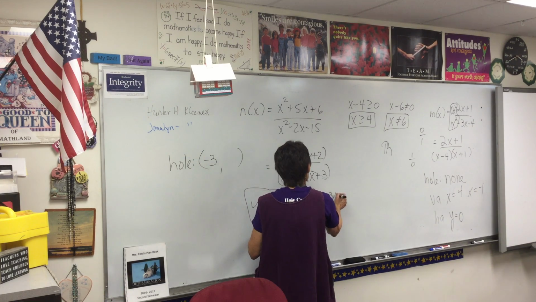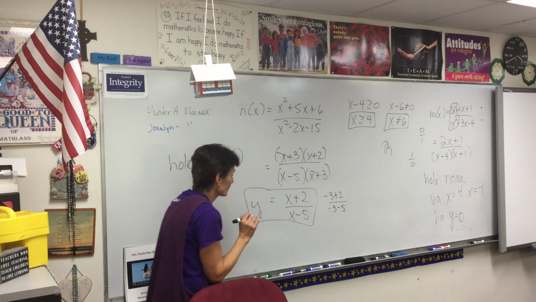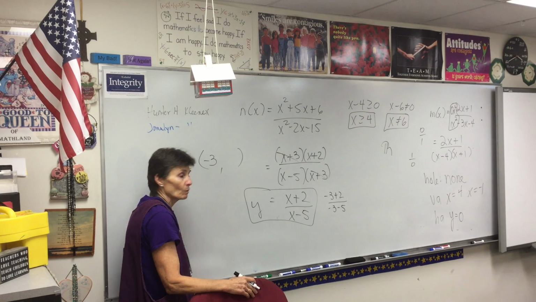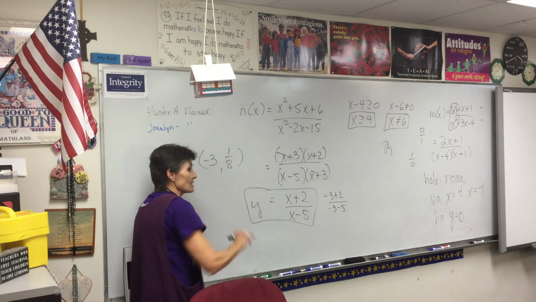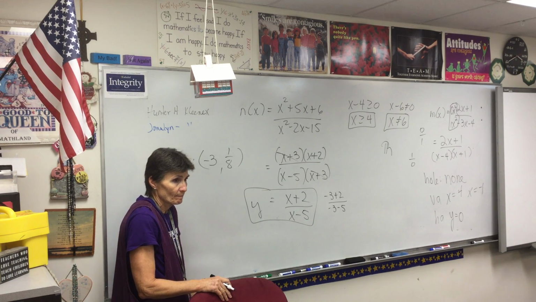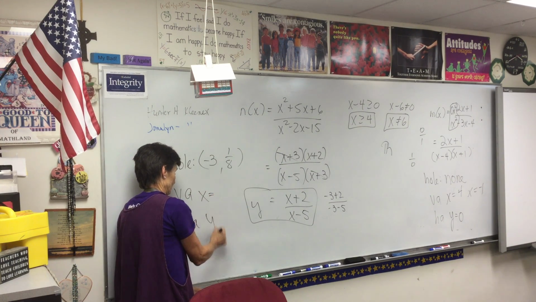So negative 3 plus 2 over negative 3 minus 5. So it's -1 over -8, which is 1/8. That's it. That's my hole. The y coordinate is 1/8. The hole is a point. Now the asymptotes are lines.